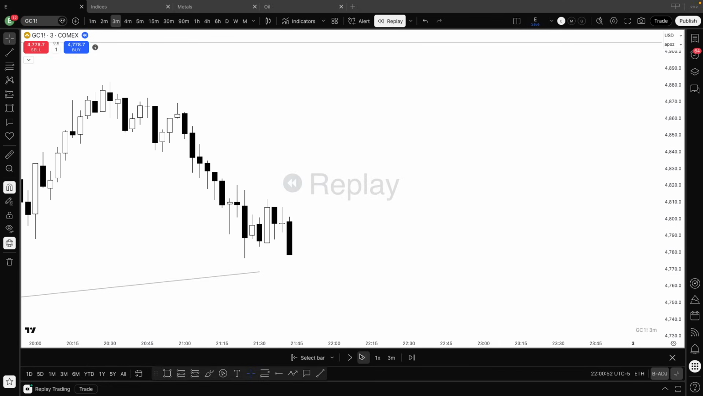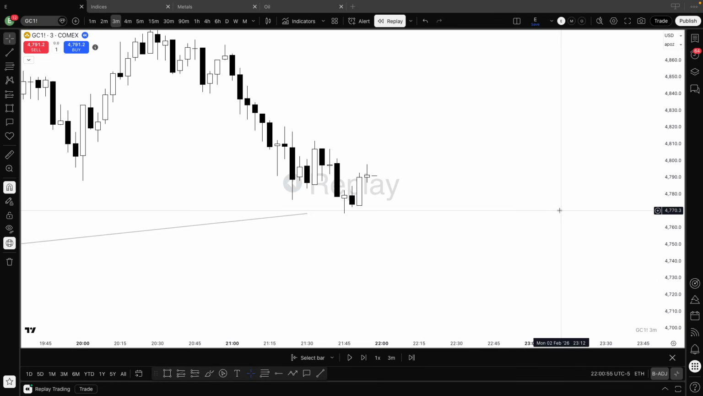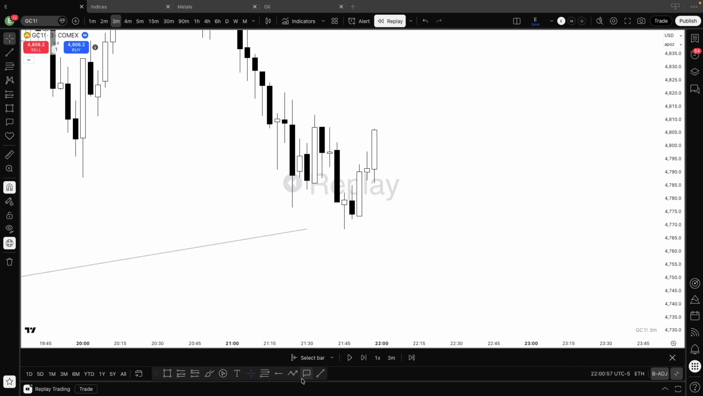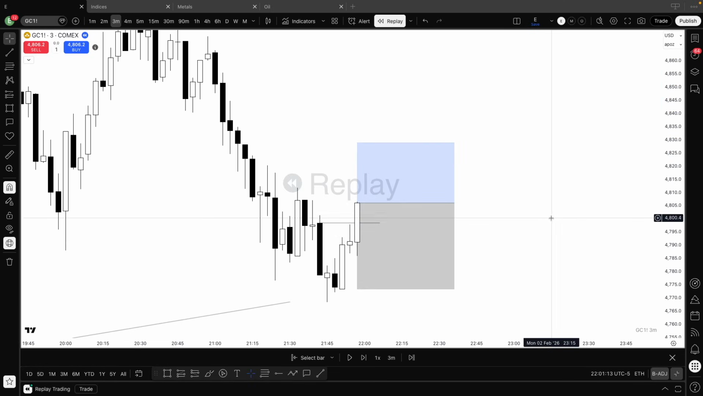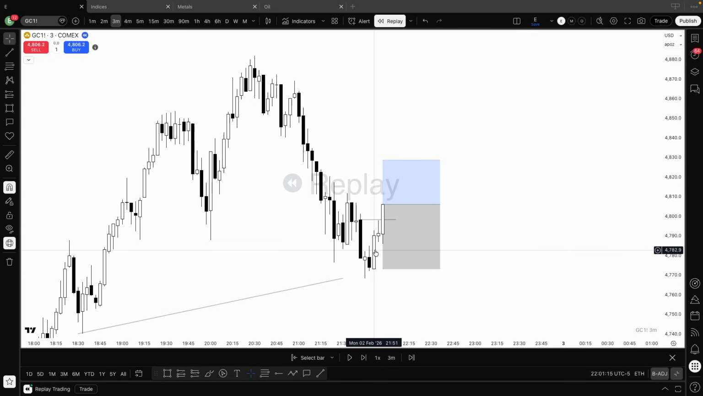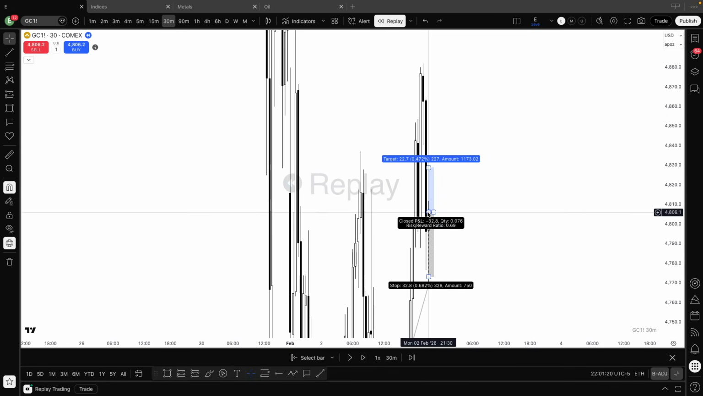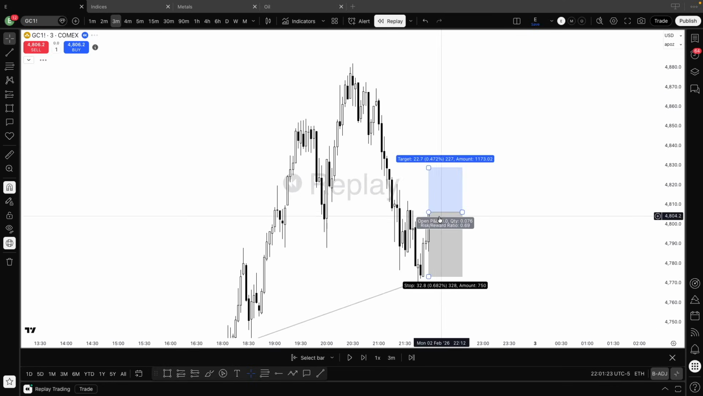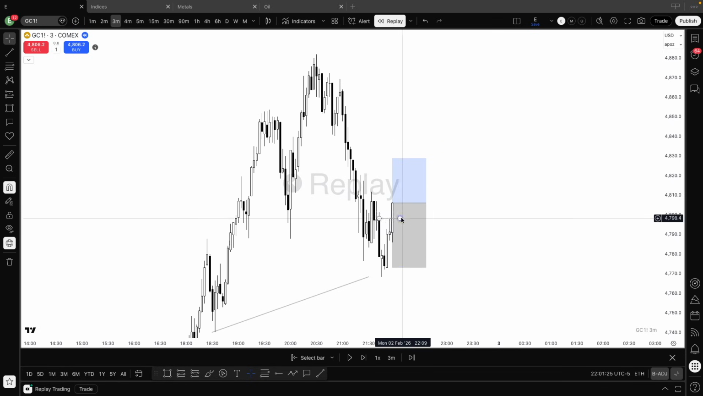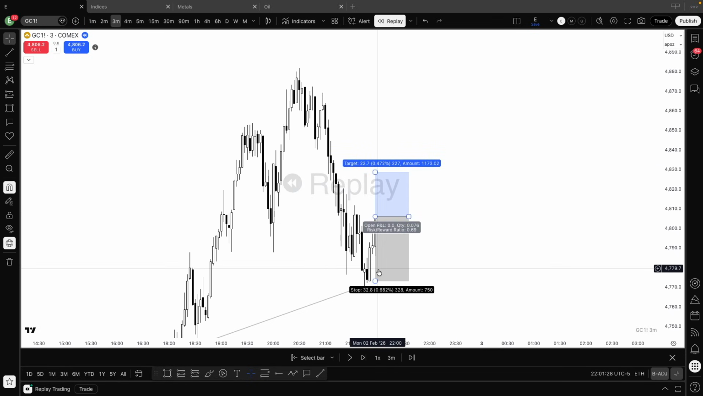And so after we get that PSP, I just looked for a CSD, right? And I entered right at this CSD in the 3-minute. So I entered right at this close, and I have my stop here. After the 2130 candle closes, I just entered right at the close of the 30-minute candle. I was setting my stop here.